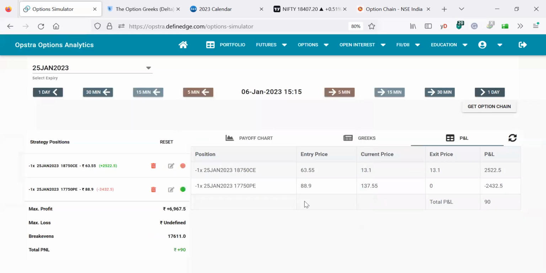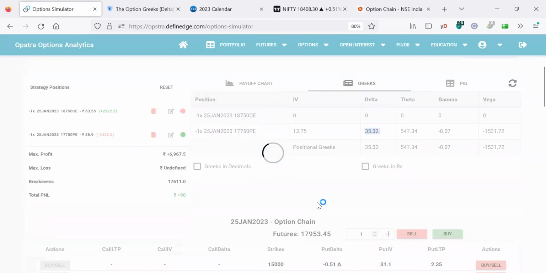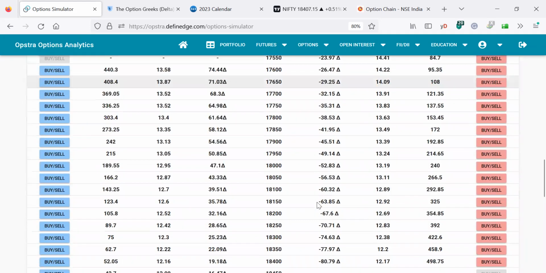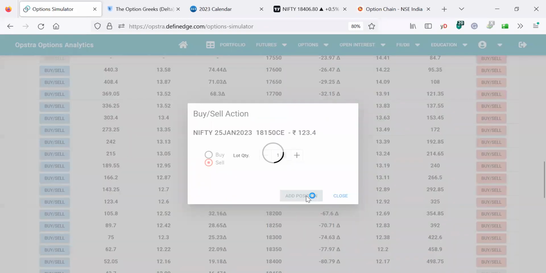Now what I'm going to do is check out the Greeks. What is the put Greek right now? It is 35. Delta is what? 35. So we have to adjust this 35 with the call side. I'll go to the option chain and check which strike price has 0.35 delta. So here it is 0.35, at 18,150 rupees. One more important thing, if it goes above 0.5 or 50, it means that we are going in the money, which we have to avoid.